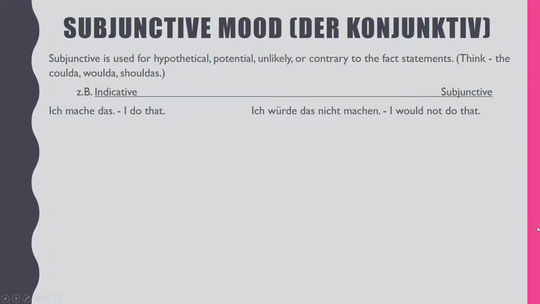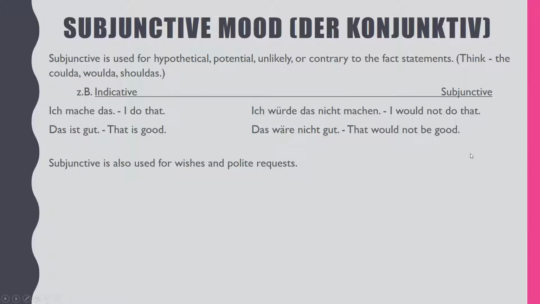We've been learning indicative, which is an example like ich mache das, I do that. A subjunctive example would be ich würde das nicht machen, I would not do that. Another indicative example is the statement das ist gut, that is good. In subjunctive, we might have something like das wäre nicht gut, that would not be good.